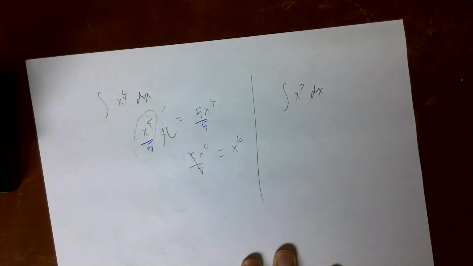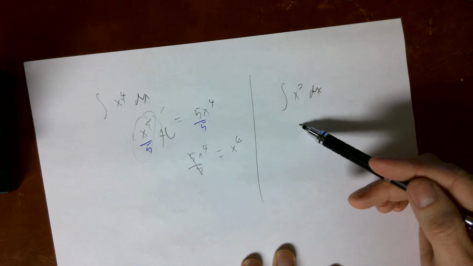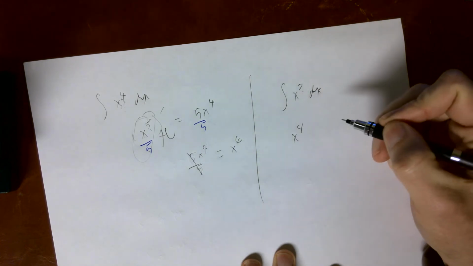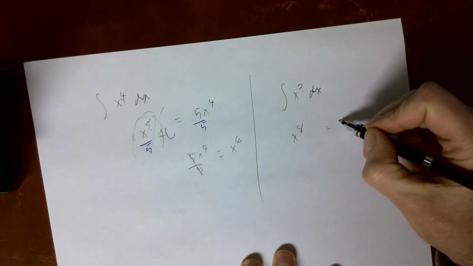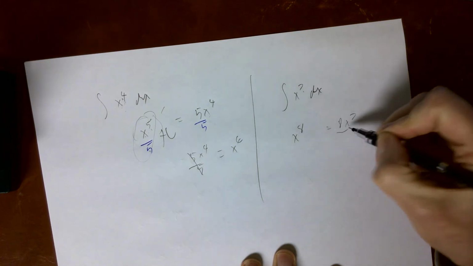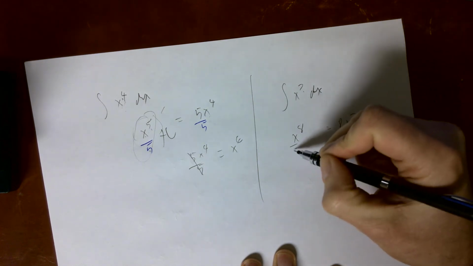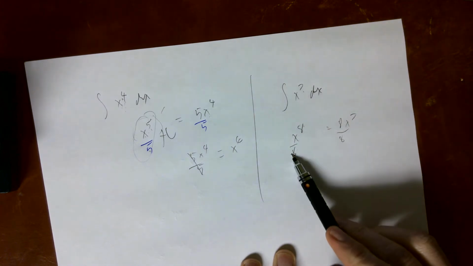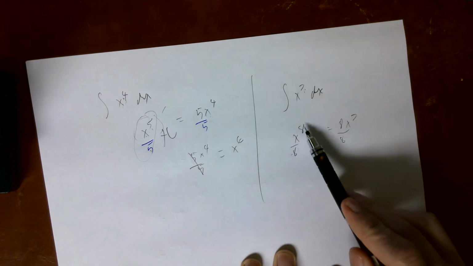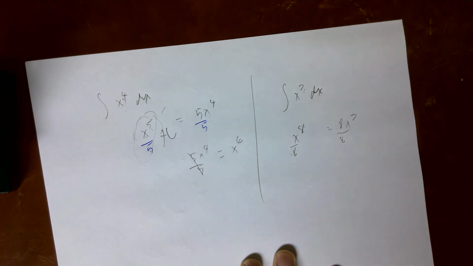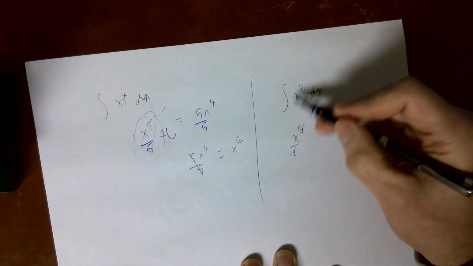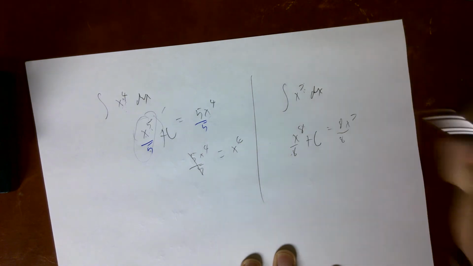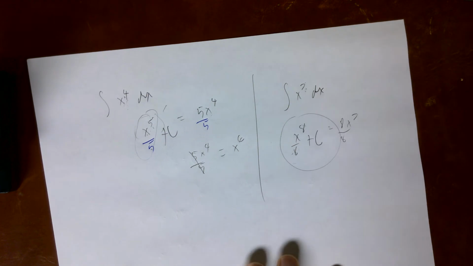So again, I want to think about what I can take the derivative of and get x to the seventh. Well, I better start with x to the eighth. When I take the derivative of that, that's going to give me 8x to the seventh. I've got to get rid of that 8, so I'm going to divide by 8. The derivative of x to the eighth over 8 gives you x to the seventh because that 8 comes down and cancels. And so the antiderivative of x to the seventh is going to be x to the eighth over 8 plus some constant, plus c.